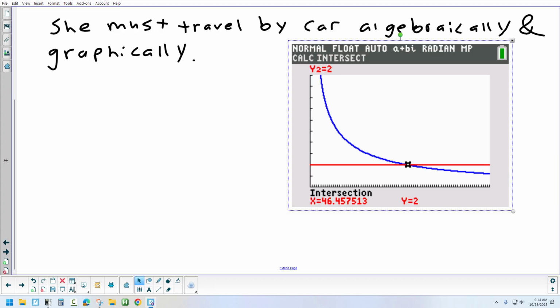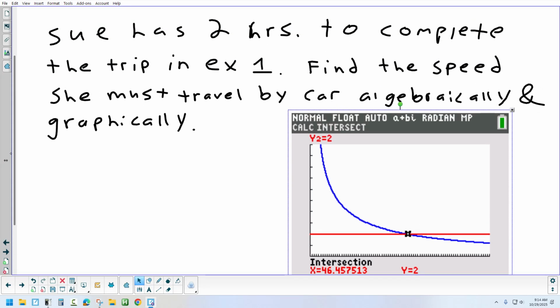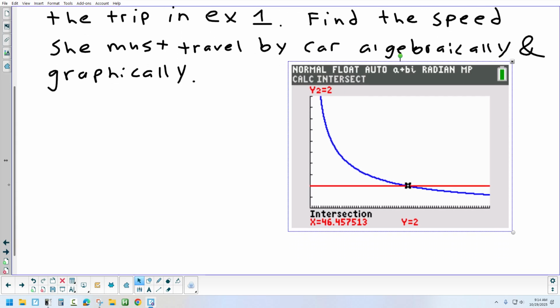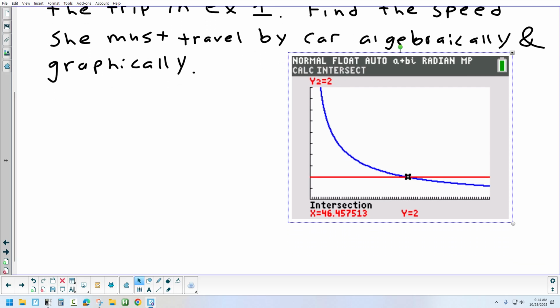When you say she must go, can you clarify that? When driving, if she were to drive by car, she must go 46.5 miles per hour to make the trip in 2 hours. Yes. That is the speed she drives in the car. It is not the speed of the train. So we have to make sure we know what they're asking for. They specifically asked for the speed of the car, and that is what we have.